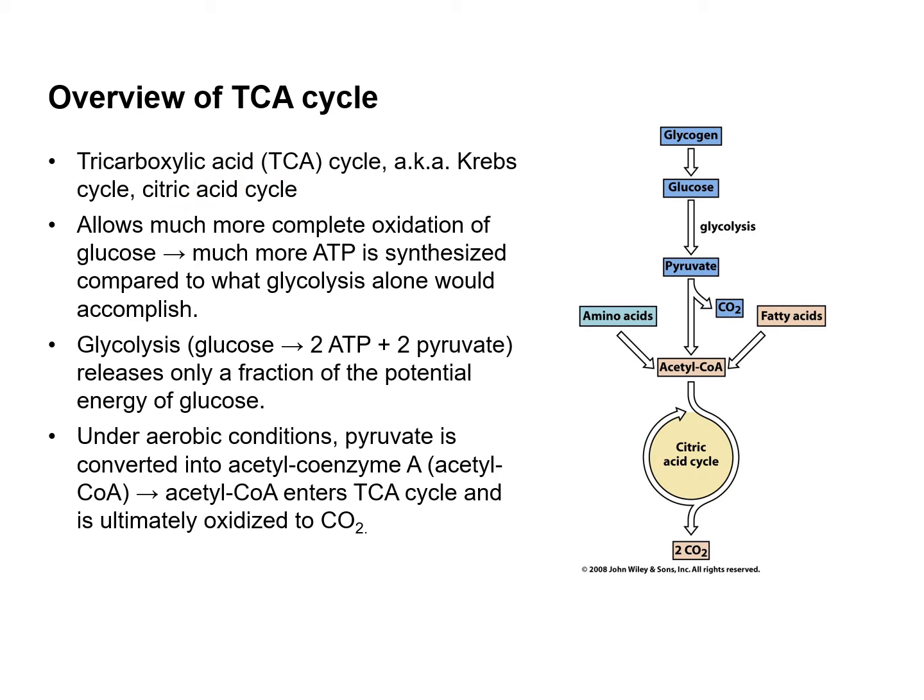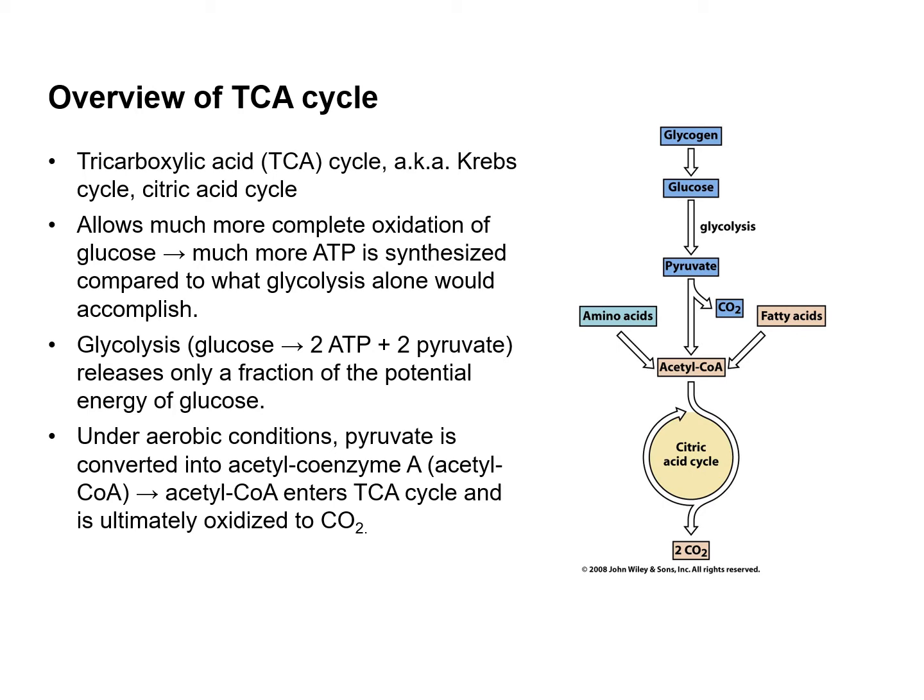And this cycle allows much more complete oxidation of glucose, which means that much more ATP is synthesized compared to what glycolysis alone would accomplish. So in glycolysis, as you know, starting with one molecule of glucose, it generates 2 pyruvate molecules as well as 2 ATPs, which releases only a fraction of the potential energy of glucose.